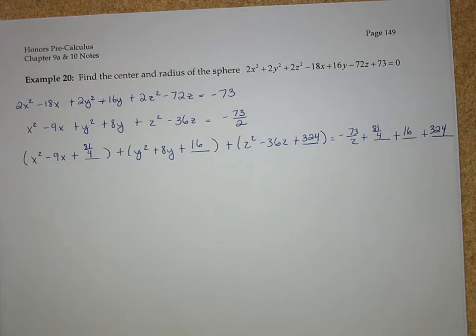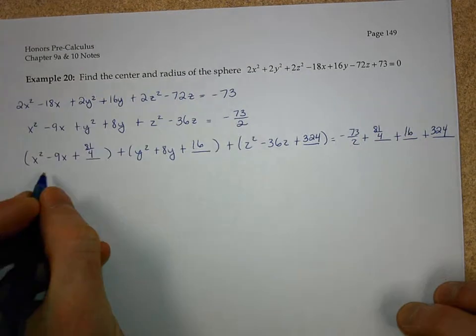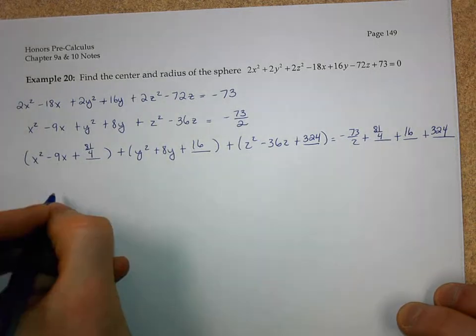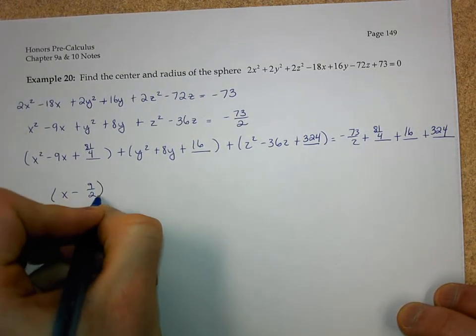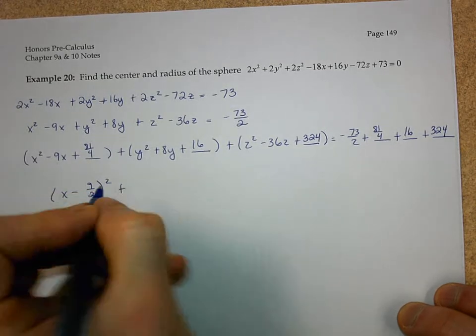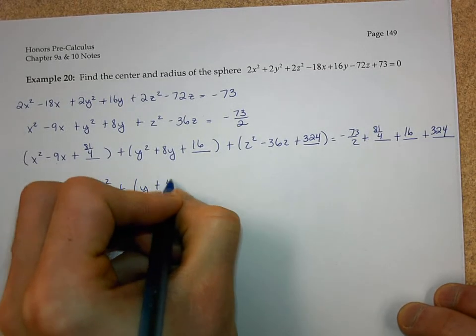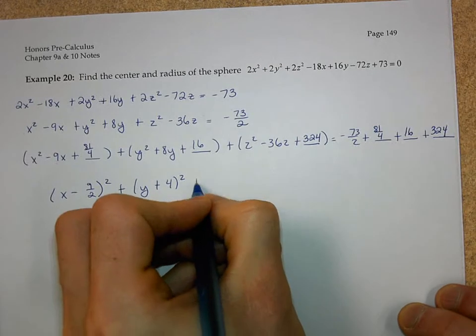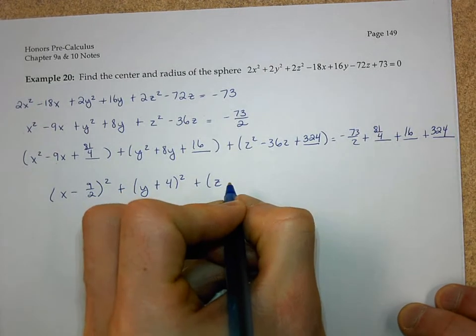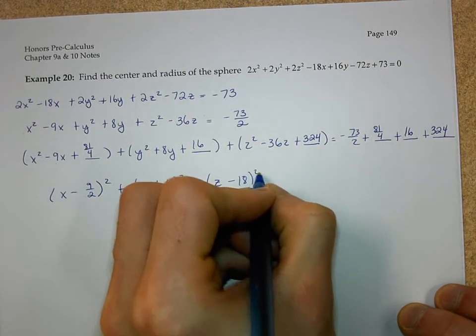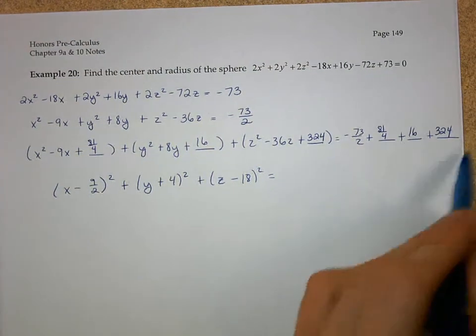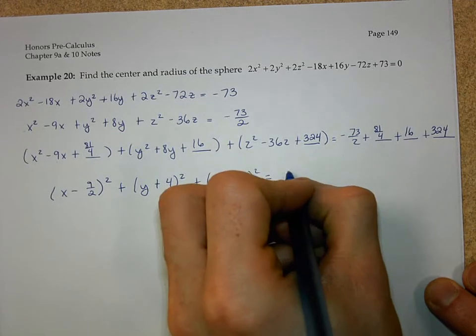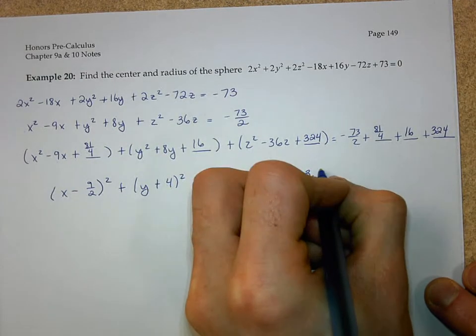And now I can write in standard form. I know that this quantity, when I write it as a quantity squared, is just my original taking the middle term and dividing by 2. So here we'll have y plus 4 quantity squared. And then finally the last one will be z minus 18 quantity squared. And then on the right hand side, if you plug that all into your calculator, you should get 323.75.